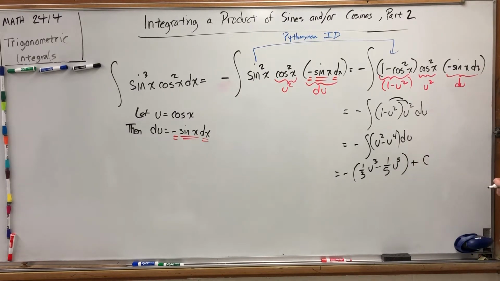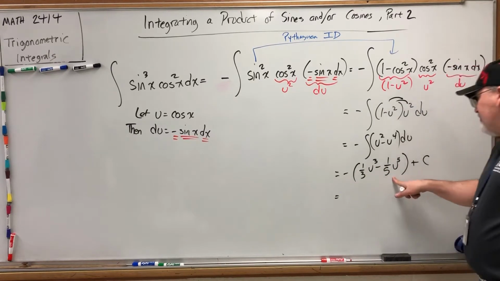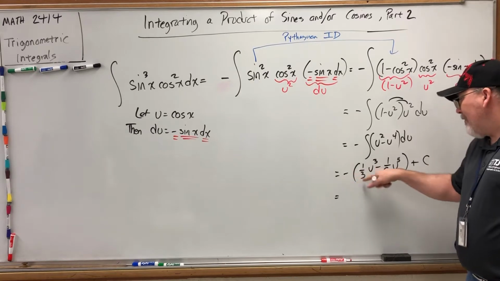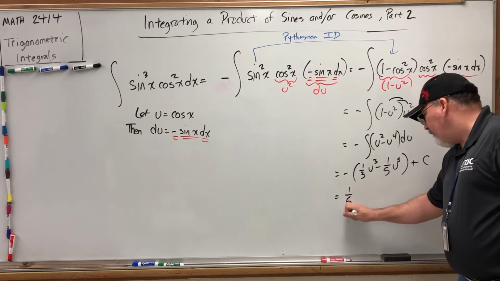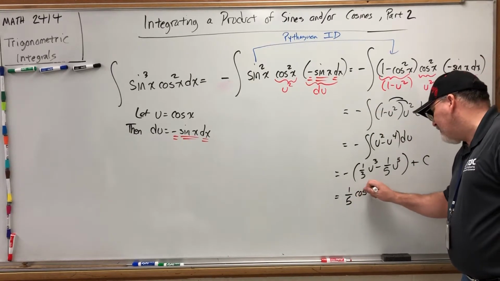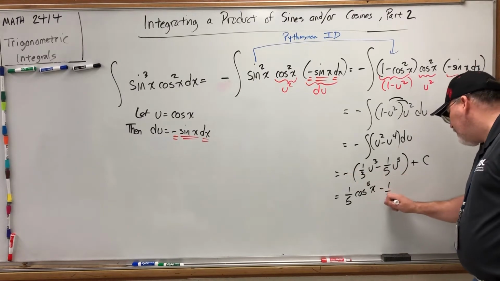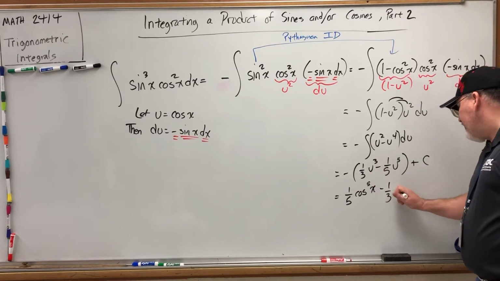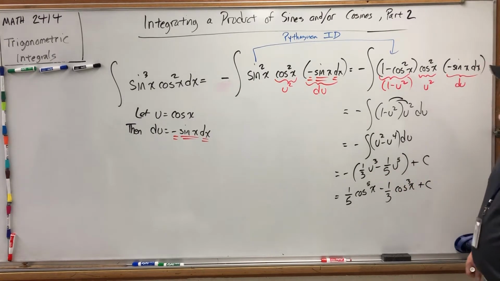And now we can change the u back to cosine. And while I'm at it, I'll go ahead and distribute the negative and put the positive term first. So again, I'm going to distribute, that'll make this positive, I'm going to write it first, 1/5. U is holding the place of cosine, so this is 1/5 cosine to the 5th power x. And then minus 1/3, u is representing cosine, so cosine cubed x plus c. I claim that's the antiderivative.